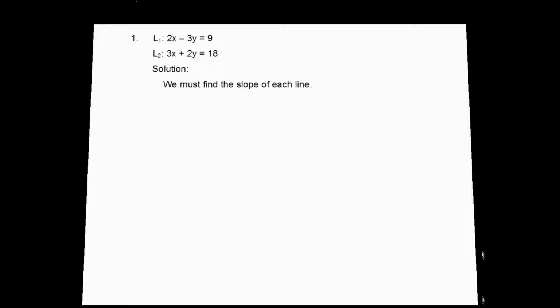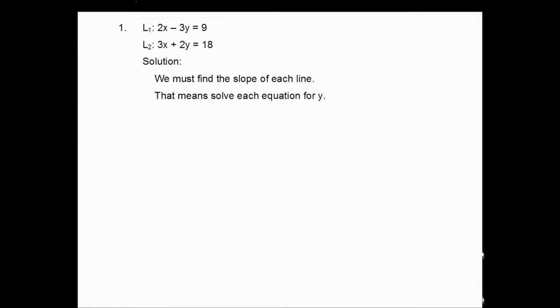So here are my two lines. I'm calling them L1 and L2, line 1, line 2. L1 is 2x minus 3y equals 9. L2 is 3x plus 2y equals 18. Remember, I need to find the slopes. Parallel and perpendicular are making statements about slope. So we must find the slope of each line. That means we have to put each line in slope-intercept form, so we have to solve each equation for y.